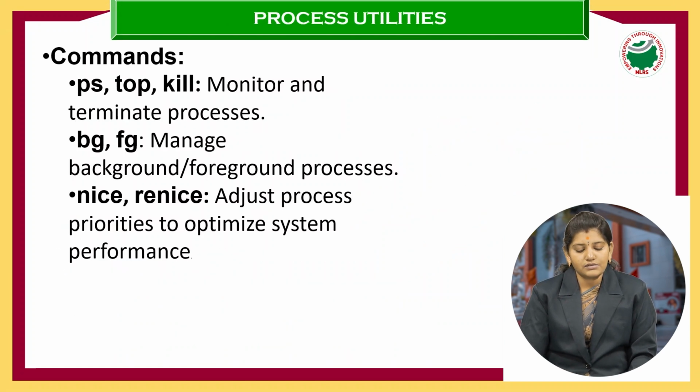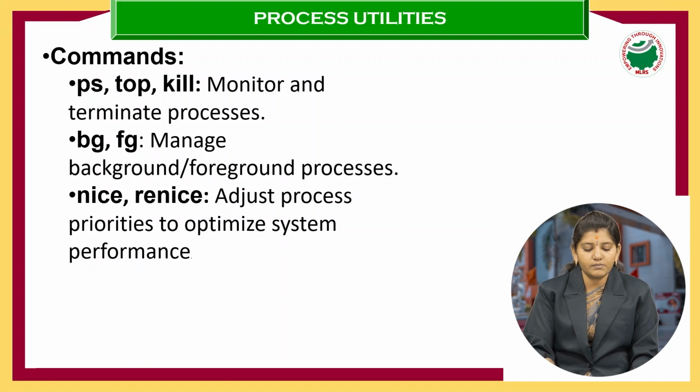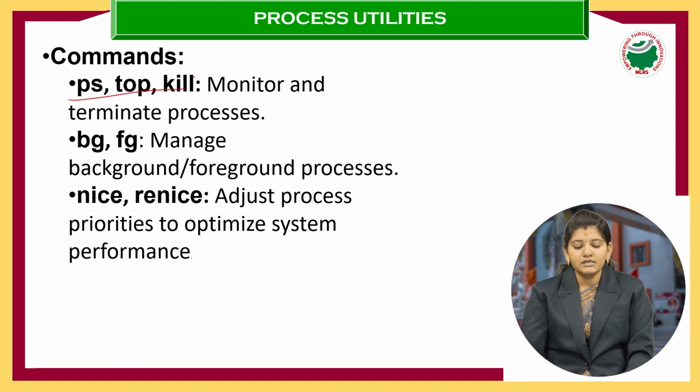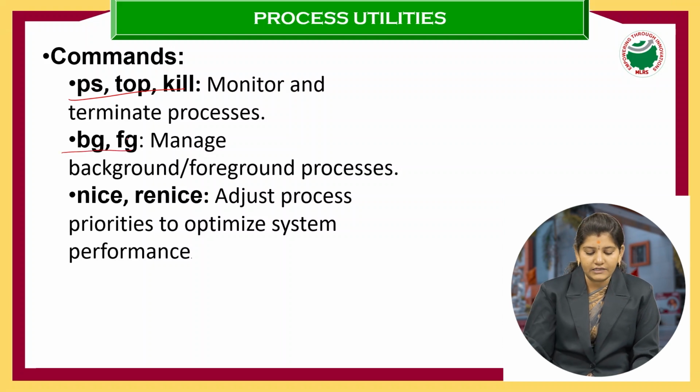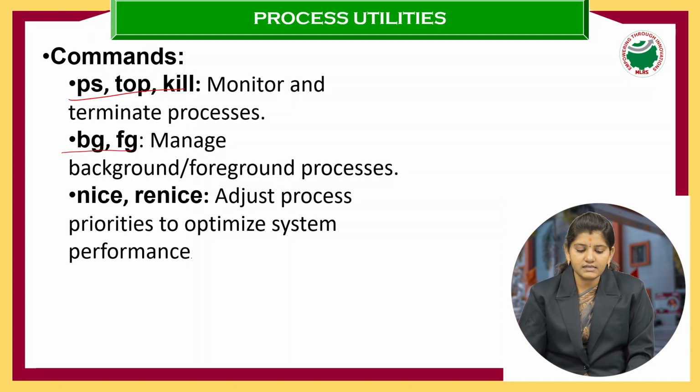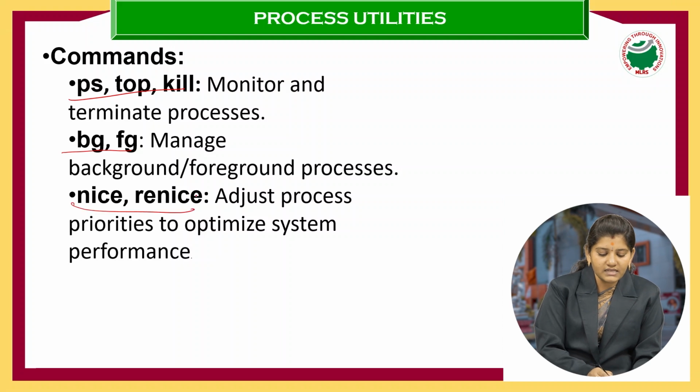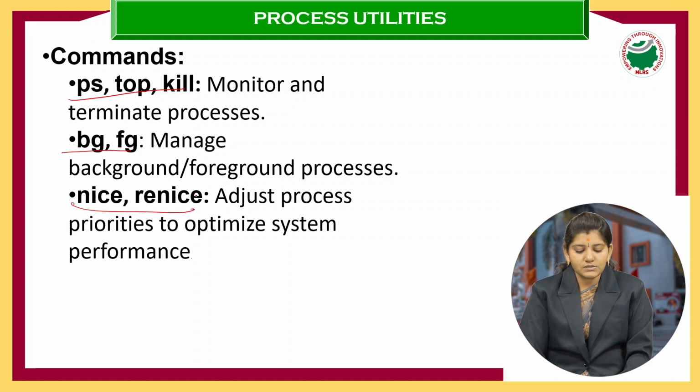And coming to the next one, process utilities. In the process utilities we have the ps command, top command and kill command. These are the three commands that can be used to monitor and to terminate the process, like how the process is going to be done, how the process is to be monitored and what has to be done next. And the next one, bg and fg. These two are used to manage the background and the foreground process, like firstly which process has to be done and lastly which process has to be done. And the next one, nice and renice. These two can adjust the process priorities to optimize the system performance.